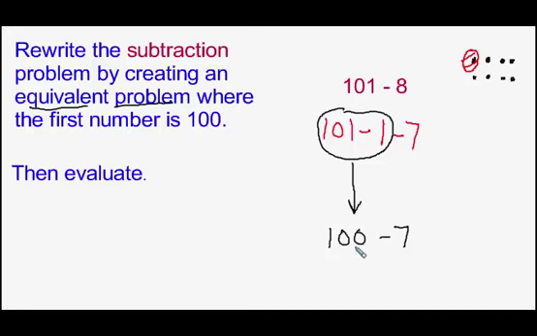So when you get good at doing 100 minus 7, you've made a more difficult problem into an easier problem. 100 take away 7 is equal to 93. And I must actually calculate the result because the directions were to evaluate. Evaluate means find the value of the expression. Finding the value of the expression means to actually calculate the result.